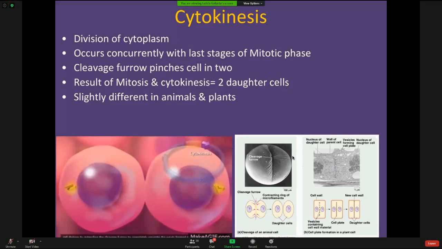The big difference that happens between plant and animal cells is that in 2 daughter plant cells, you now have to separate them by the formation of the new cellulose cell wall, right? So you get the cell plate that forms during cytokinesis, and that step does not happen during animal division.